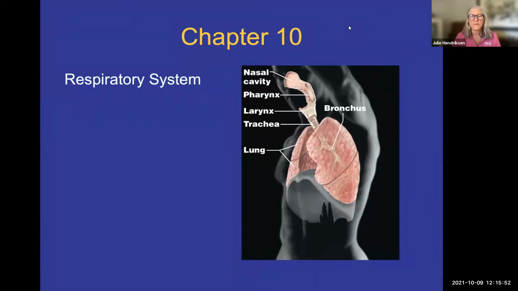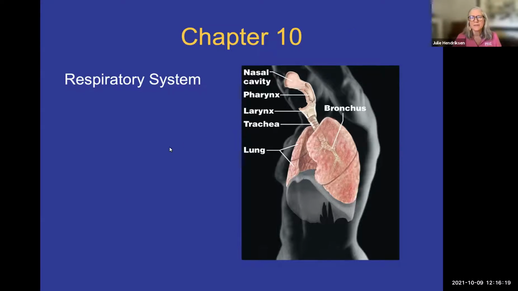Here's a review of the important topics of the respiratory system. We'll cover the main anatomical structures and brief functions of those structures, and of course, how those structures help us to exchange the important gases, where we're going to take oxygen in and get rid of CO2. Oxygen is essential for every living cell in your body.